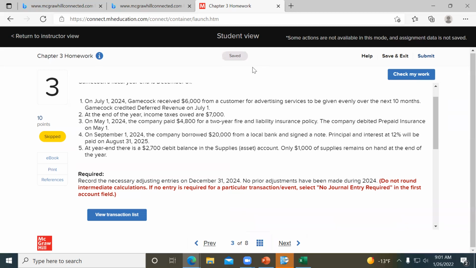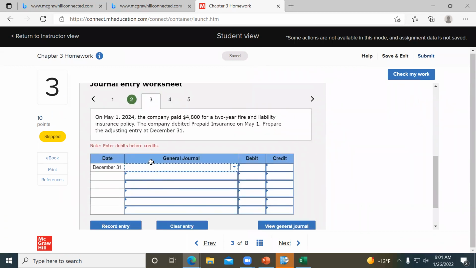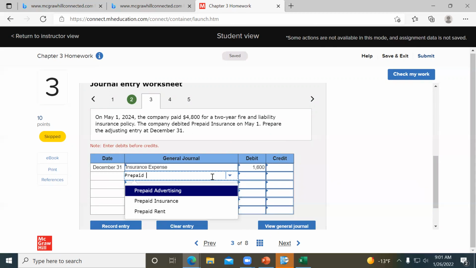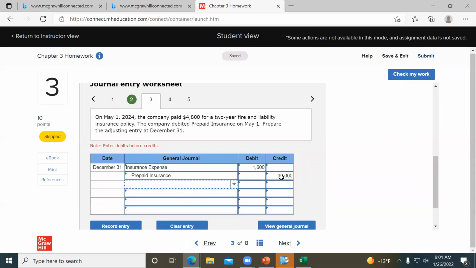1,600. So what we would do here for this particular problem is we would show insurance expense of 1,600. And what are we going to credit? Prepaid insurance? Credit. Does that make sense? Why? Guys? It says here, the company paid on May 1st $4,800 for a 2-year fire and liability insurance policy. When that happened, the company debited prepaid insurance. So they debited prepaid insurance, they credited cash.